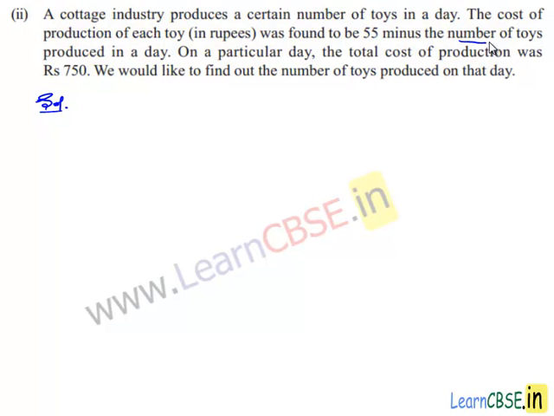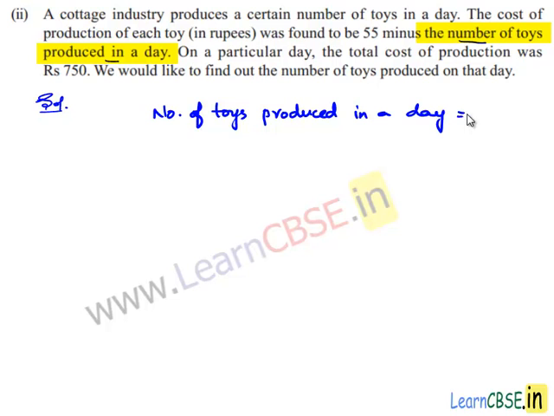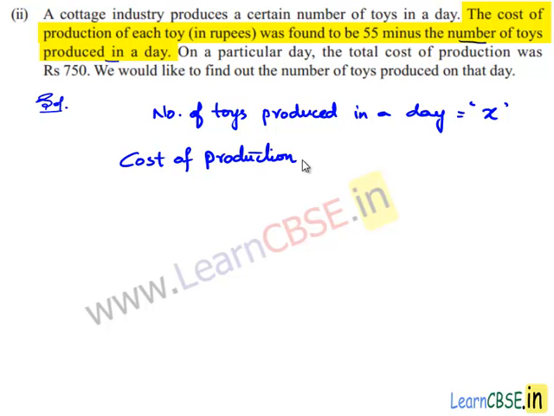Assume the number of toys produced in a day is equal to x. Now the cost of production of each toy is equal to 55 minus the number of toys produced in a day. The number of toys produced in a day is x, so this becomes 55 minus x.